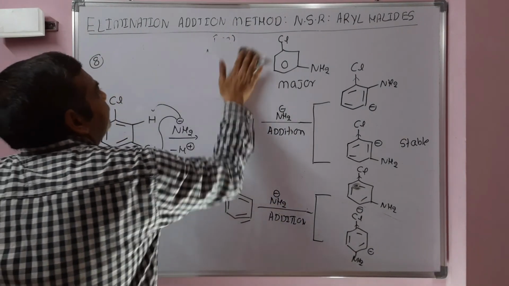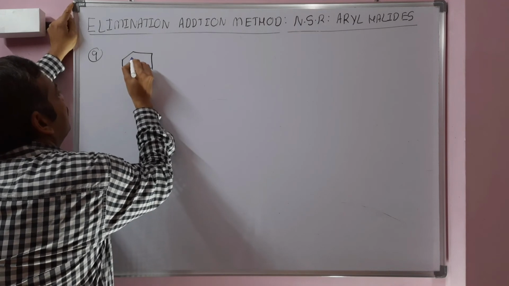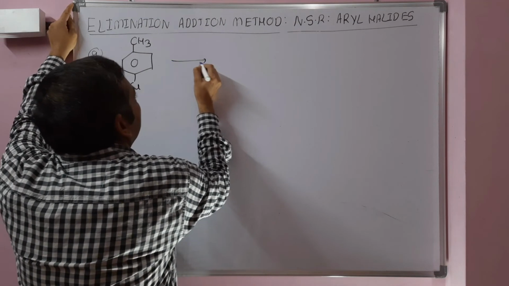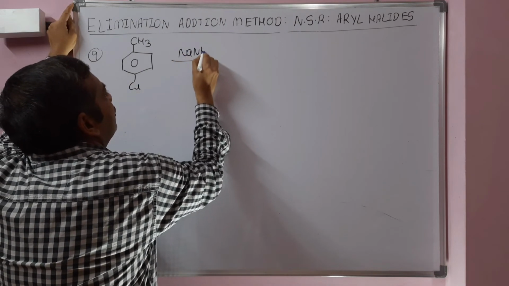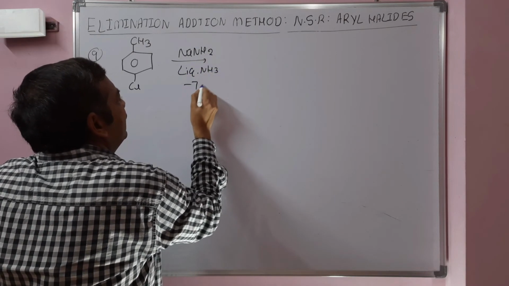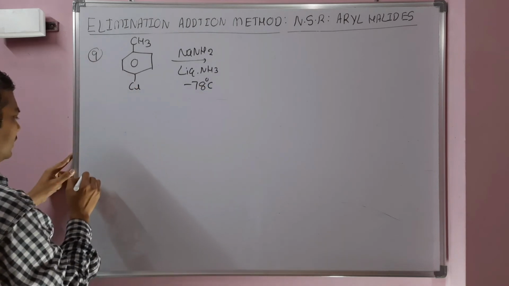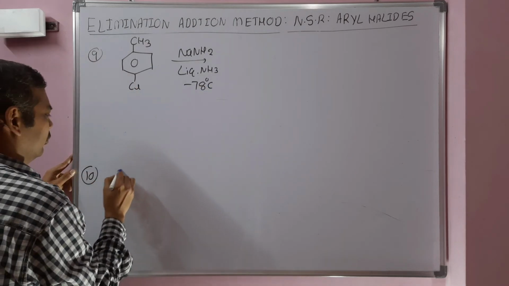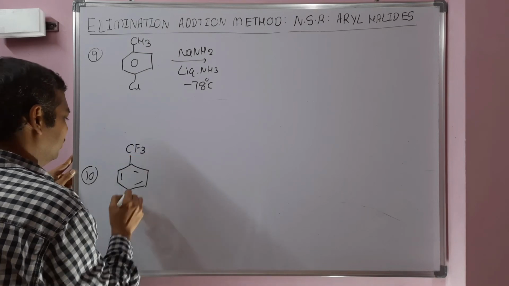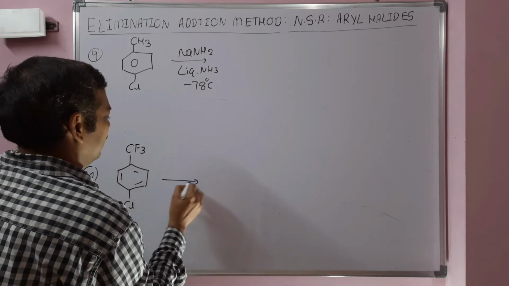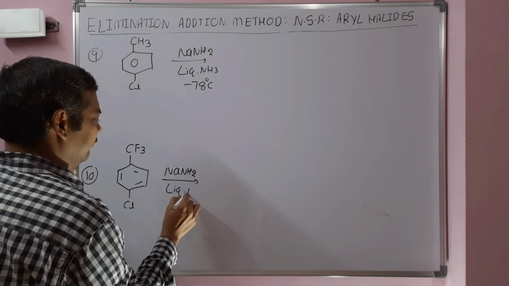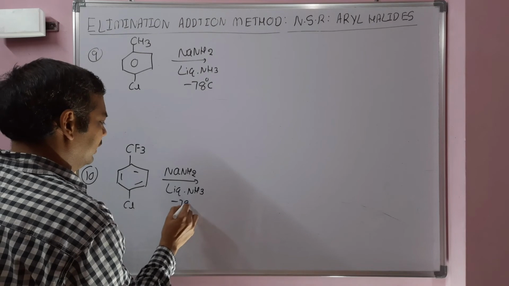Next example, 4-chlorotoluene reacts with sodamide in liquid ammonia. Write the major product. Sodamide, liquid ammonia at minus 78 degrees centigrade. So last example, 4-trifluoromethyl chlorobenzene reacts with sodamide in liquid ammonia. Write the product obtained. Liquid ammonia at minus 78 degrees centigrade.